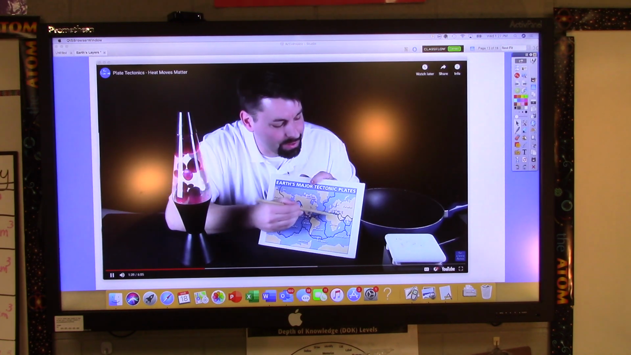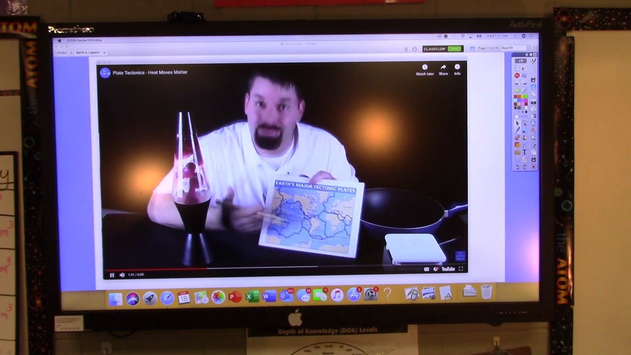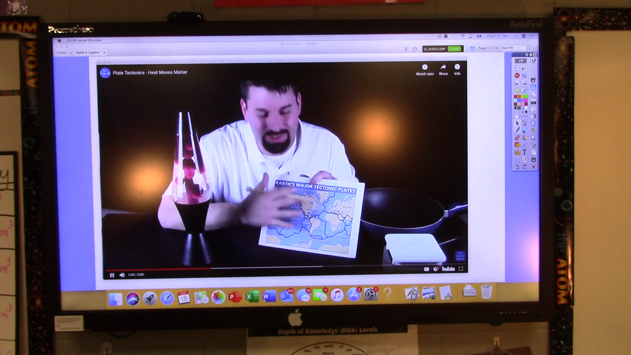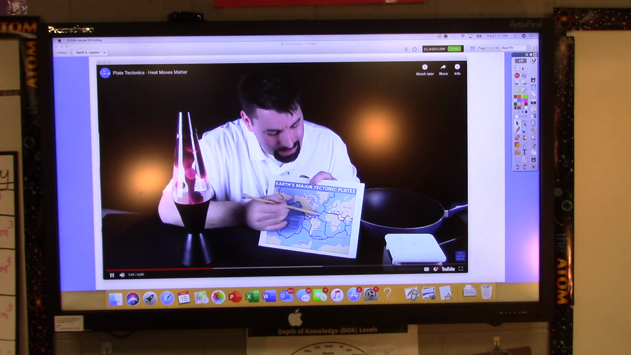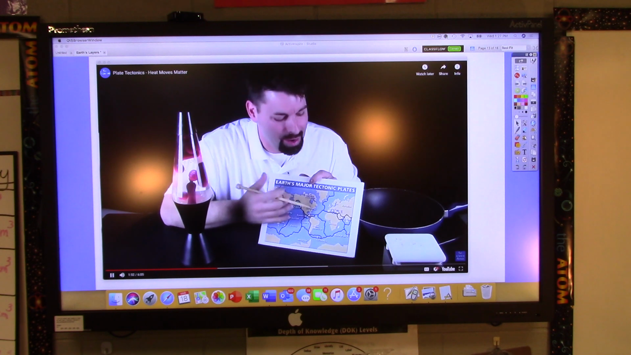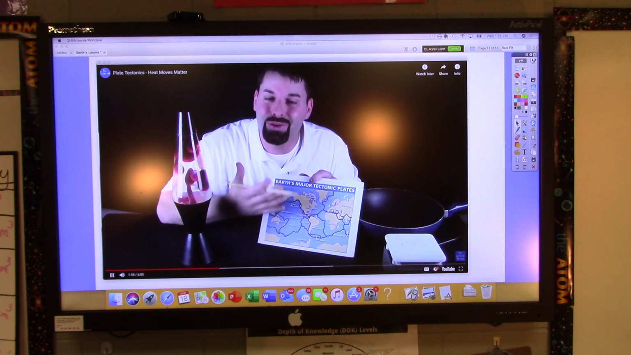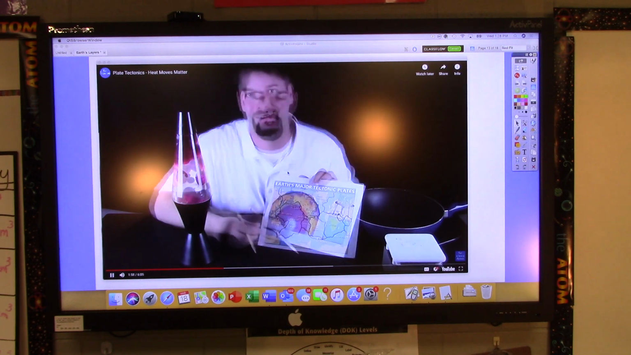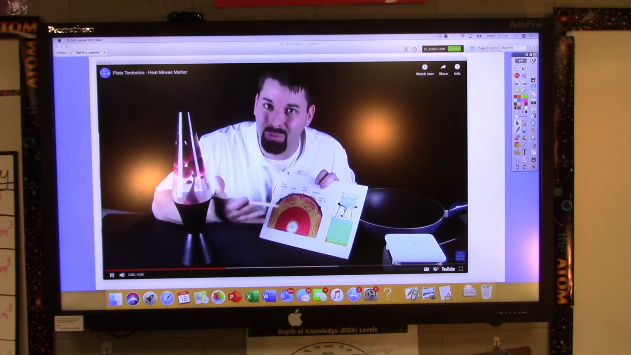These are continents. That's where we live. The blue is the ocean. Oceans and continents actually sit on top of the crust. Well, what are these lines? Through science, we've discovered that the crust is actually broken into plates, and those plates move. Heat moves matter. Let's try and show you how that works.